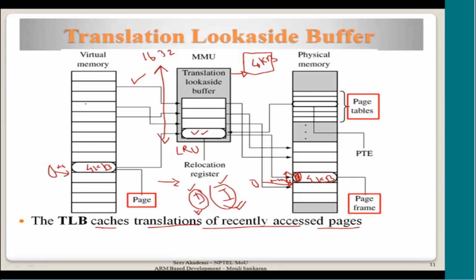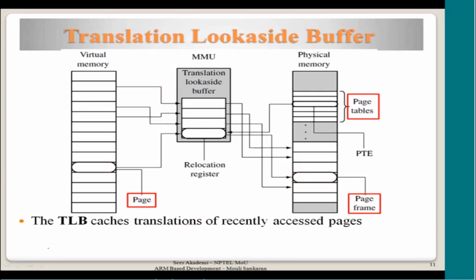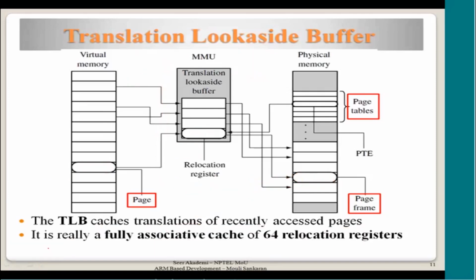Okay, and then we will keep the latest entries so that the translation happens for all the recently accessed pages. So it is really a fully associative cache of 64 entries. Okay, the number of entries is 64. This is what we will be looking at. There are some other implementations where there may be more entries, but we have to manage with the 64.